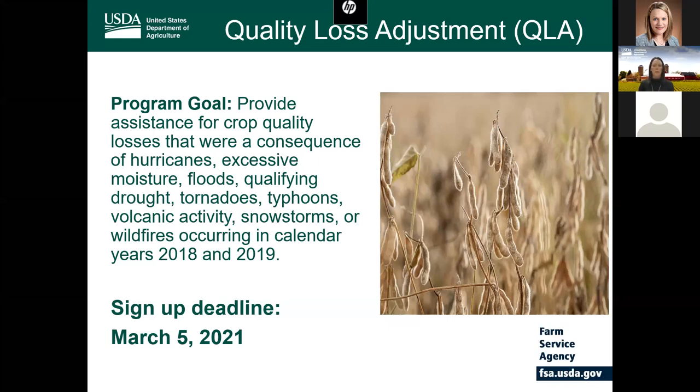The sign-up deadline for this program is March 5th, so that's quickly approaching. If you have not contacted your county offices to apply, we encourage you to do so.